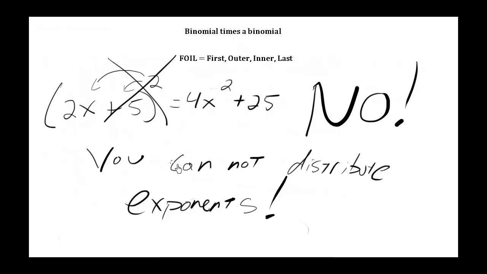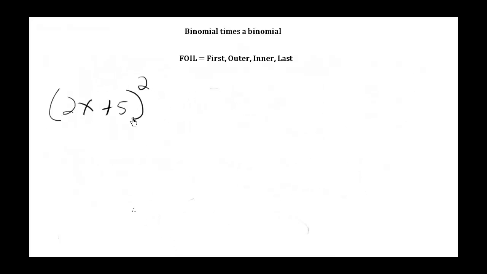So if this isn't the right way to do it, how do we do it? Well, let's get rid of this wrong work and take a look at the correct approach. Okay, so how do we do this? Well, what does it mean to square something? It means to times it by itself. So I rewrite this as this thing times by itself.